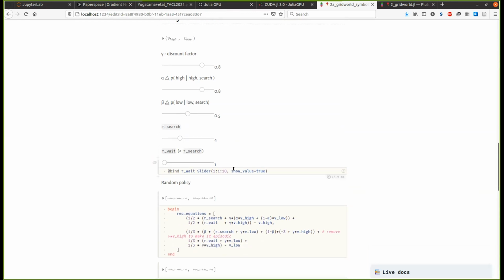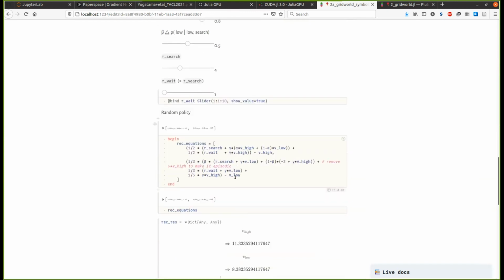So, okay. With that, we can find an analytic solution for the value function for that problem. But as was mentioned before, you have to have some policy. Each value function is associated with some policy. It doesn't make sense when it's detached from it. So here is the solution for the random policy. This equation corresponds to the value for the high state.